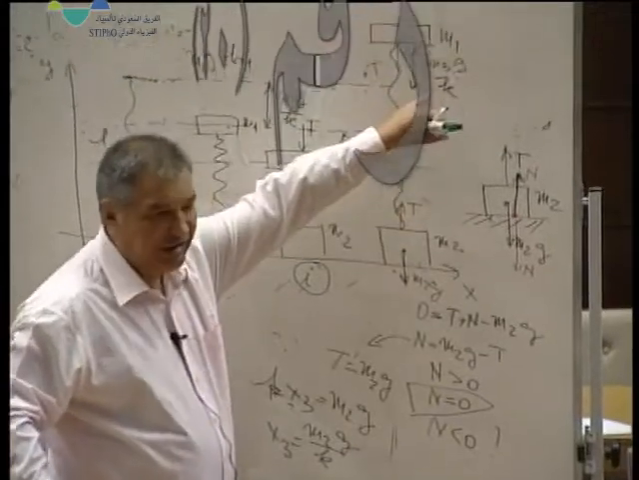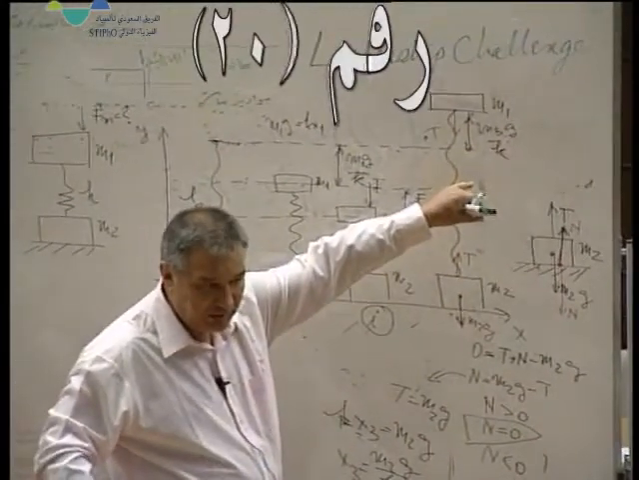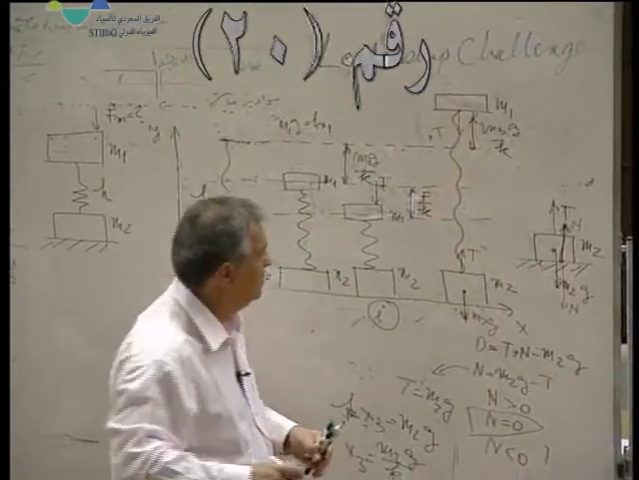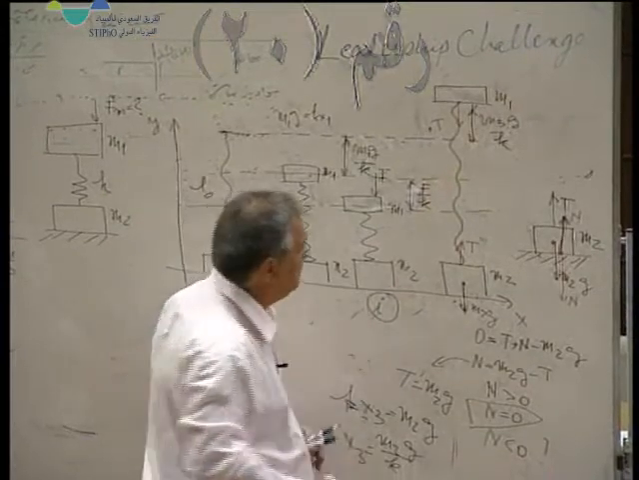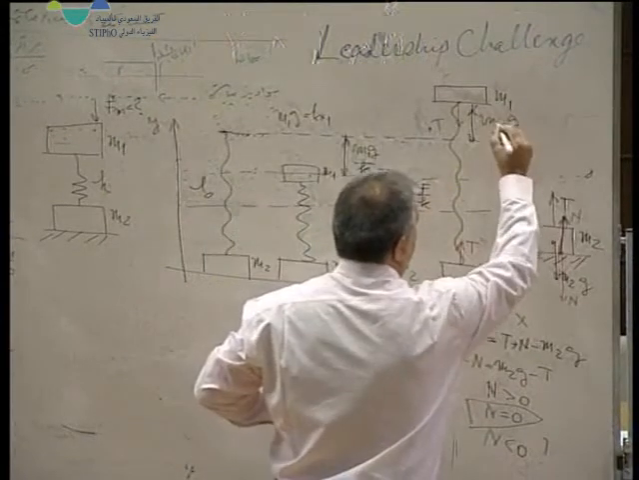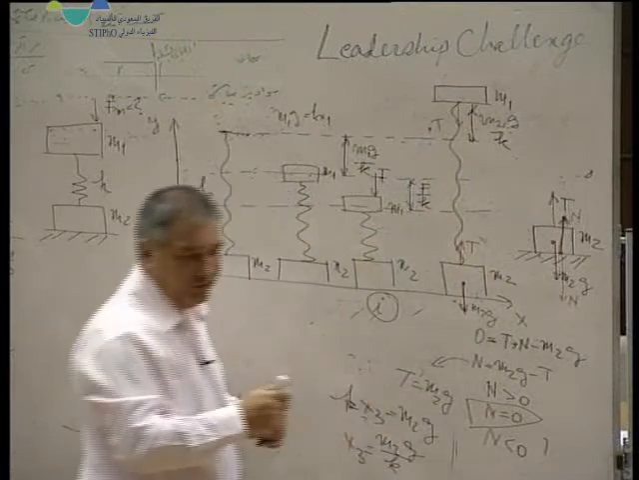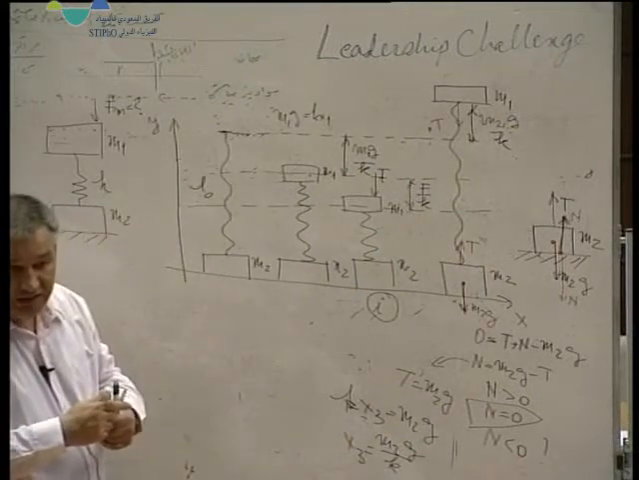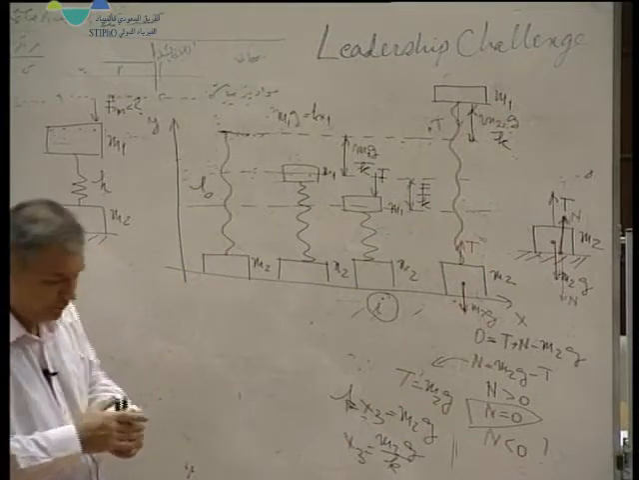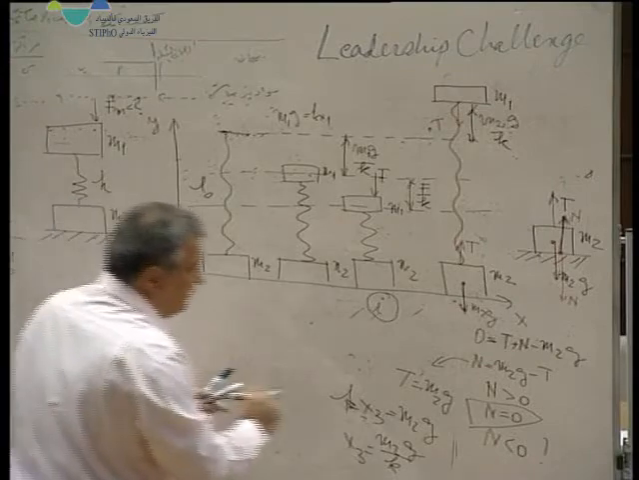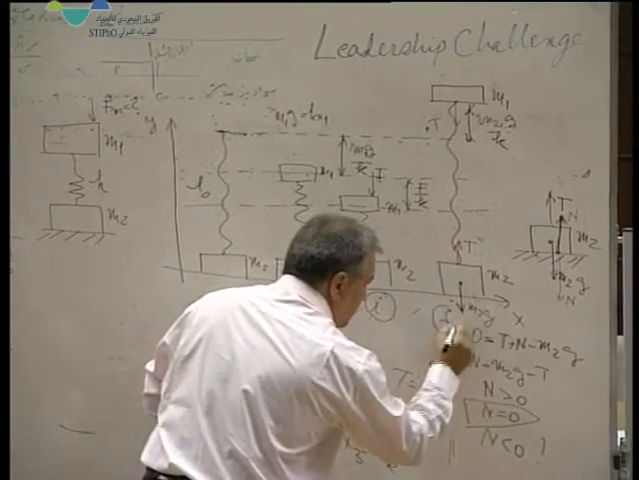With m2g over k. Clear? It is clear how I got the distance that the spring must be compressed. m2g over k. Okay? Everybody understood? This is the final situation.